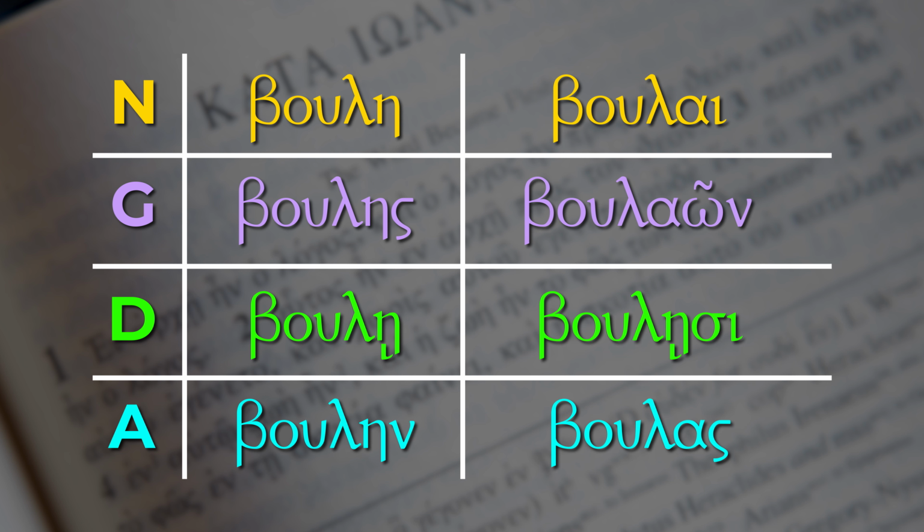Let's conclude this lesson with a recitation of all the case endings of boule. Boule, bouleis, boule, boulein, boulai, boulaon, boulesi, boulas. One final time. Boule, bouleis, boule, boulein, boulai, boulaon, boulesi, boulas.